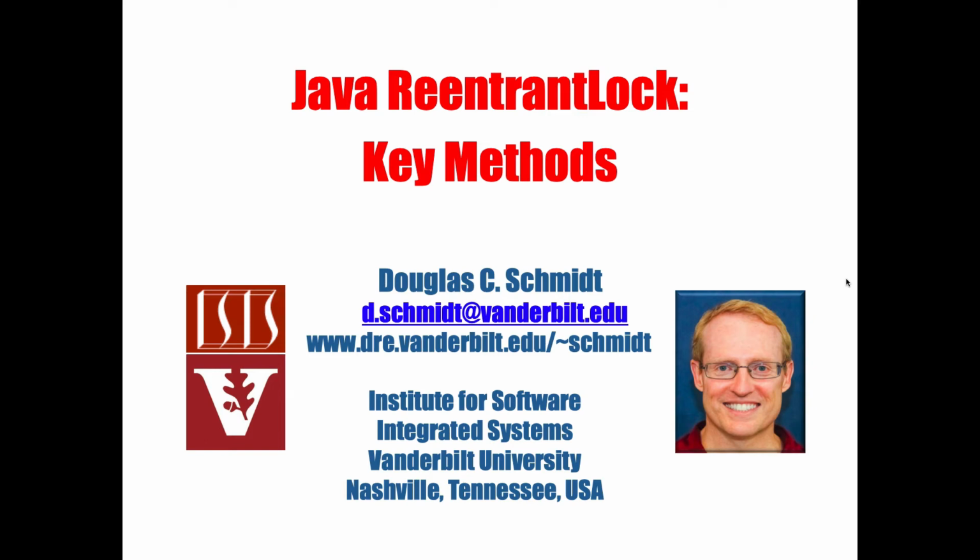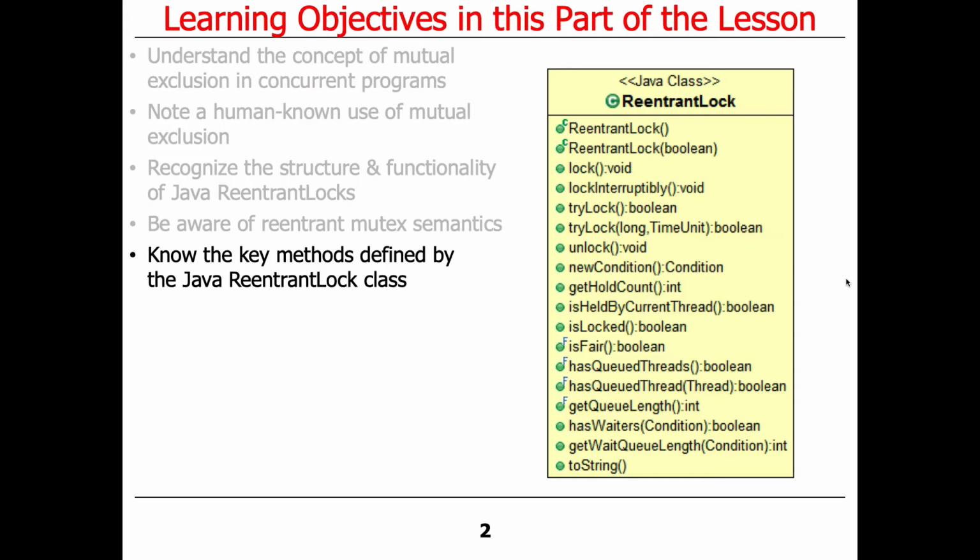So now that you know a little bit more about the structure and functionality of a reentrant lock, let's talk about some of its key methods. We've talked about a few of these before, but we'll go through them more systematically now. As you can see, there's a lot of methods in reentrant lock, many of which we don't really need to use as application developers most of the time.